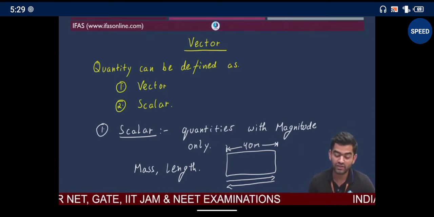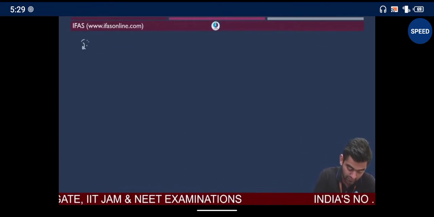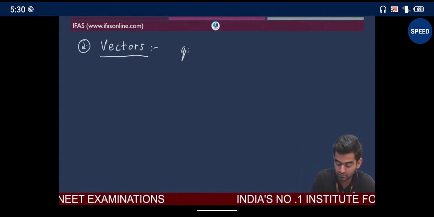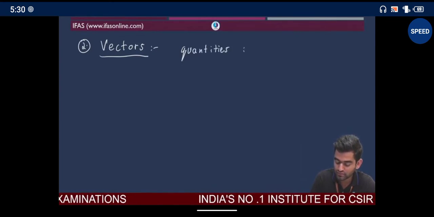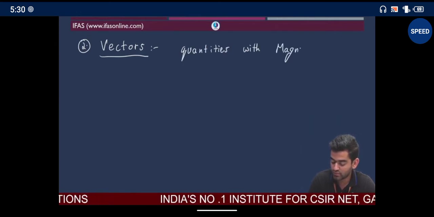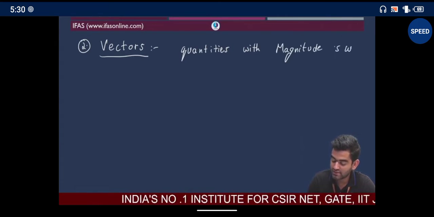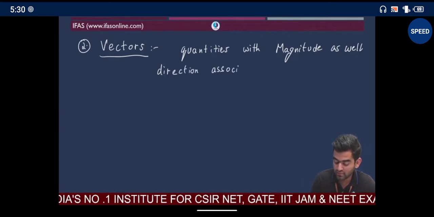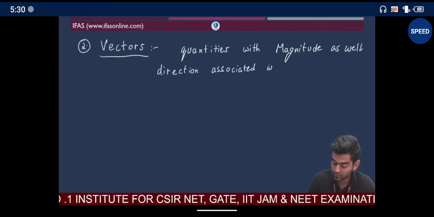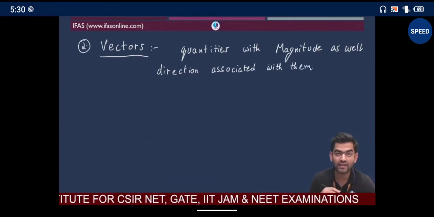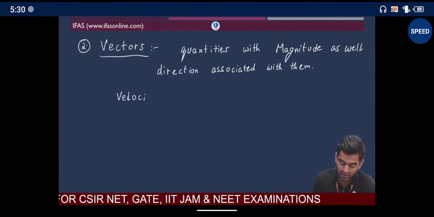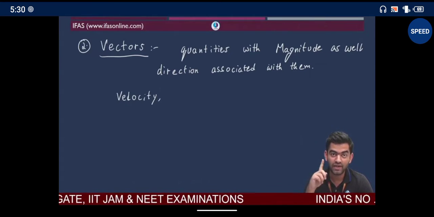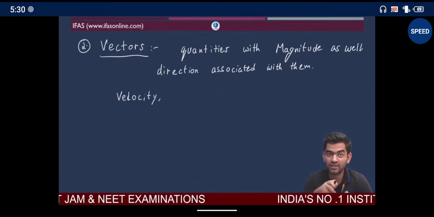Now let's move on to the vector. Vectors are those quantities which have magnitude as well as direction. These kinds of things are called vectors. Examples of vectors are simply velocity. As you know, velocity is directional speed. In which direction you are moving and what speed you are moving with, that tells you the velocity. So there is some direction associated with it.